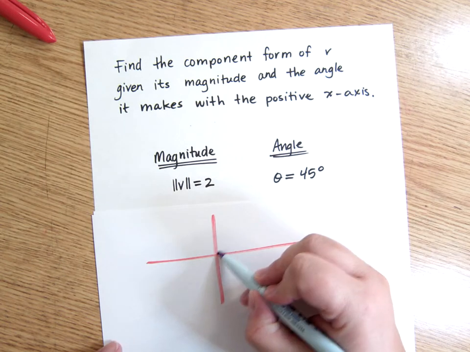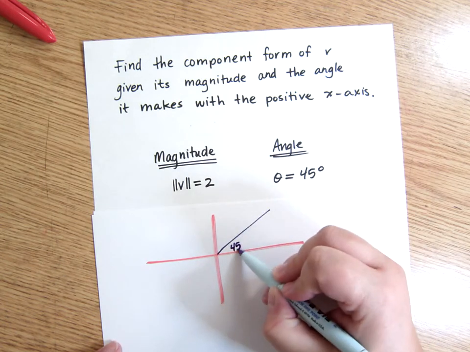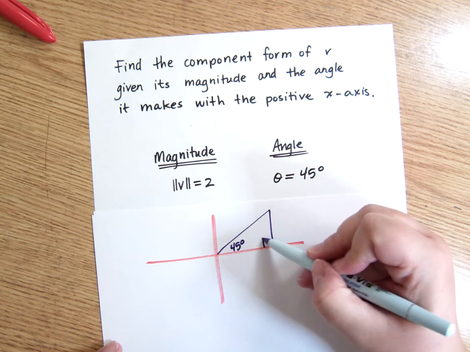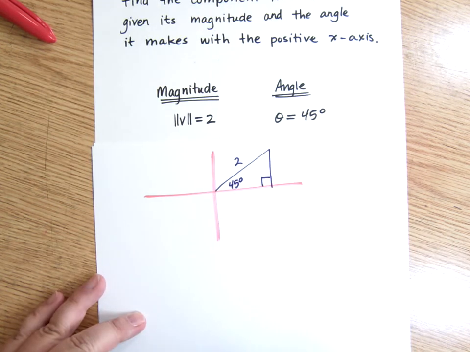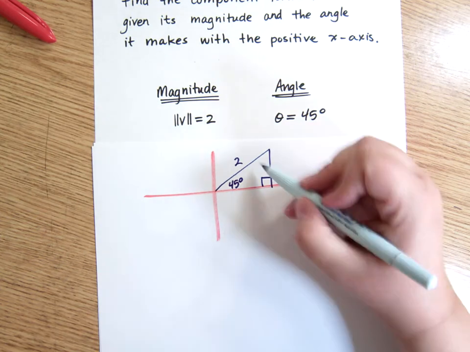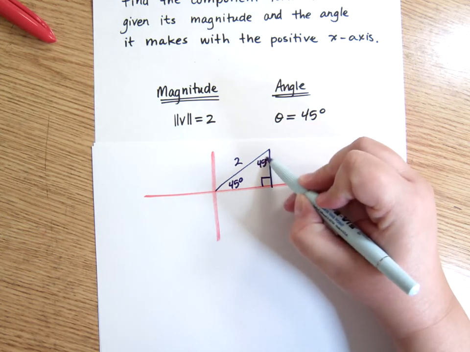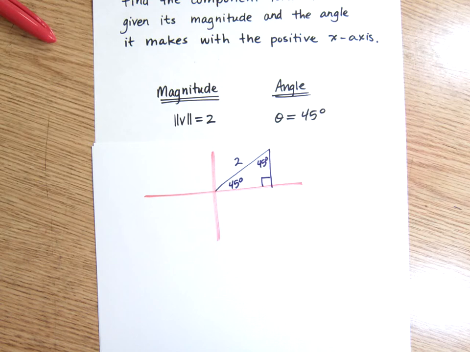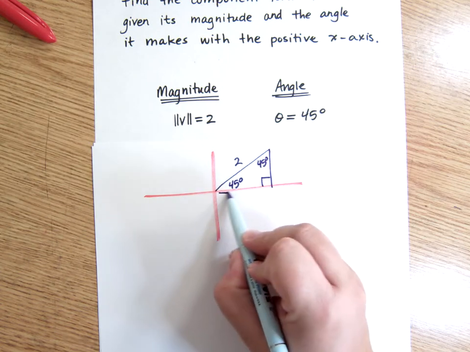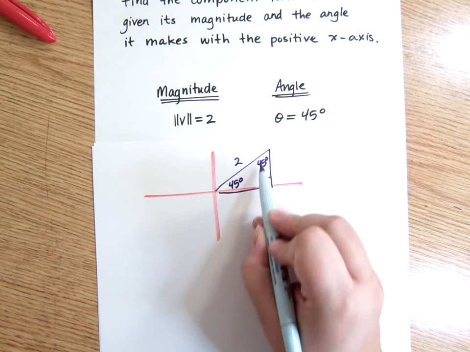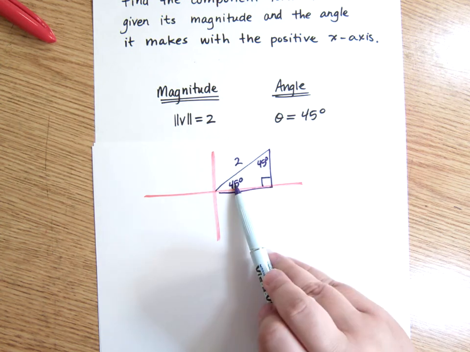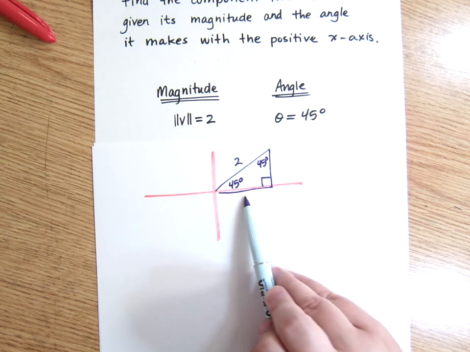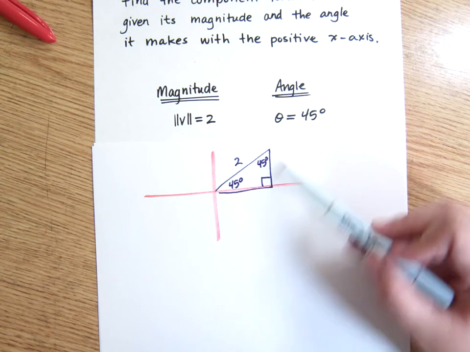The angle is 45 degrees right here, and the magnitude is 2. Now, I didn't really make it look this way, but if that's 45 degrees, then this is a 45, 45, 90 triangle. That's a special right triangle that you learned about in geometry. It's a right isosceles. Notice two angles the same. Base angles of an isosceles are always congruent. So because it's a right isosceles, the two legs are going to be the same.